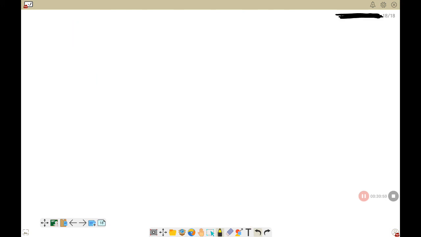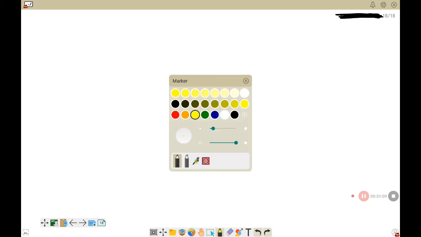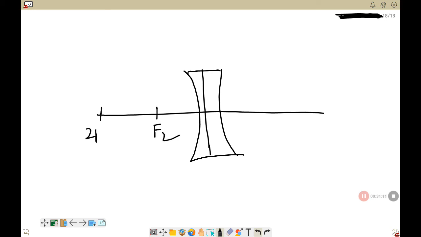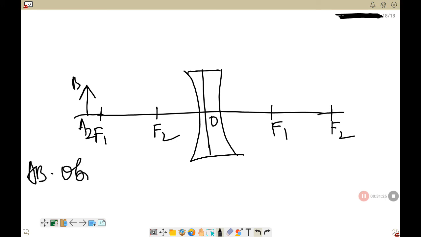Now for the concave lens, you just have to learn one diagram, just one diagram. So let me draw a concave lens here. This is my twice of second focus, this is the optical center, this is my first focus, and this is my second focus. Now see, wherever you keep the object, AB is my object for the concave lens.